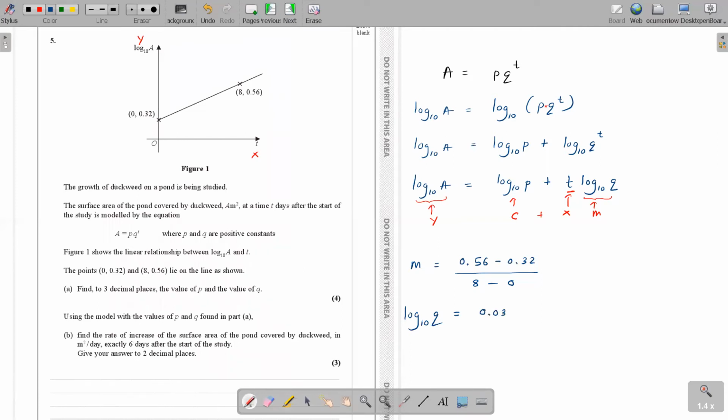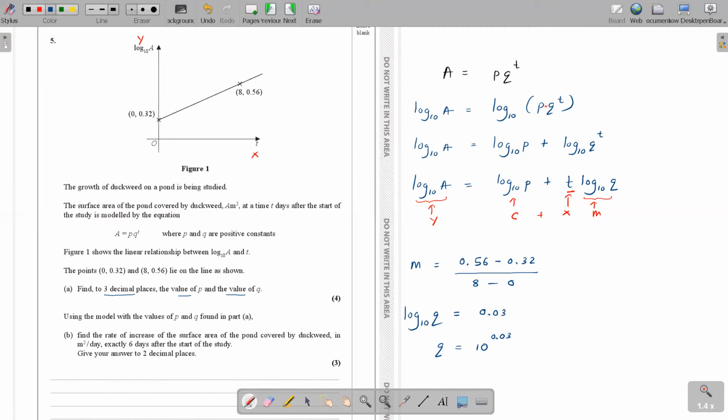0.03. So now the final step of finding q. To find q, what do we do? They want us to find the values of p and q to 3 dp. So the next thing you do is you convert log to index. Log to index, what do you get here? 10 to the power of 0.03 equals q. So turn log to index: 10 to the power of 0.03 equals q. Then you can get the answer of q to 3 dp.